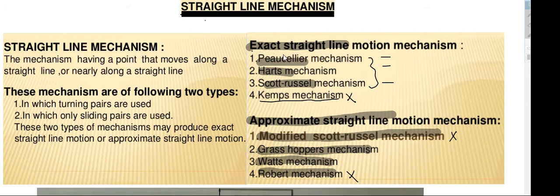From exact straight line mechanisms, it is better to learn all of them, because we have seen from previous years that not only KTU but other universities may name a mechanism and ask you to draw it. They may directly give you a question like Peaucellier mechanism, Hart mechanism, Scott-Russell mechanism, Grasshopper, or Watt's. Otherwise, they will just ask any one of the exact straight line or any one of the approximate straight line mechanisms. Anyway, you have to learn at least five of them: Peaucellier, Hart's, and Scott-Russell from exact straight line, and Grasshopper and Watt's from approximate straight line. So I will just go through them.